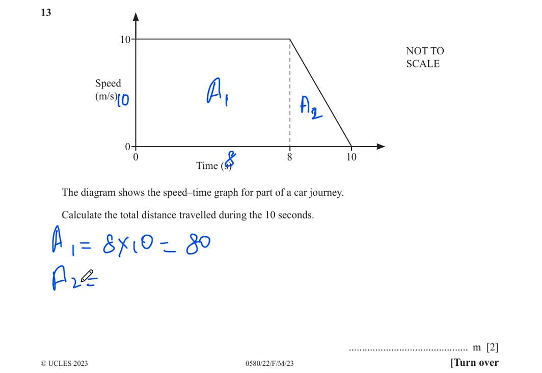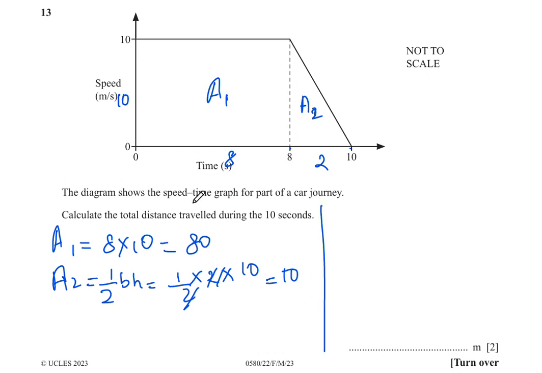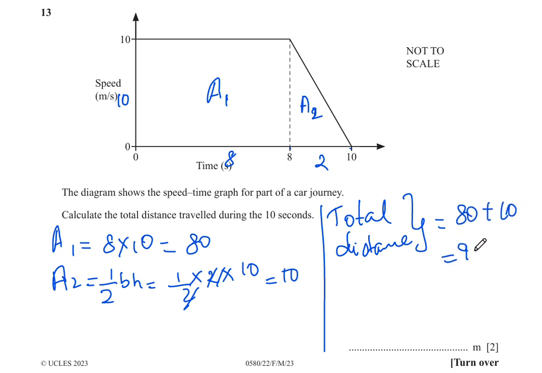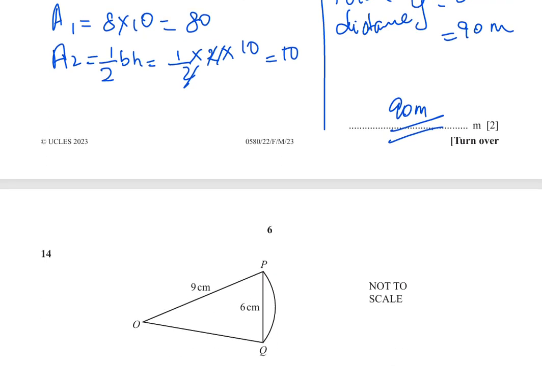And area 2 is the area of a triangle, that is half into B into H. So half into B, which is 2 units, into H, which is 10. The 2 will get cancelled, so we will get 10 here. Now we can find the total distance traveled during the 10 seconds, which is 80 plus 10, equal to 90 meters. So 90 meters is the right answer. I hope you can understand this answer. We can move on to the next question.